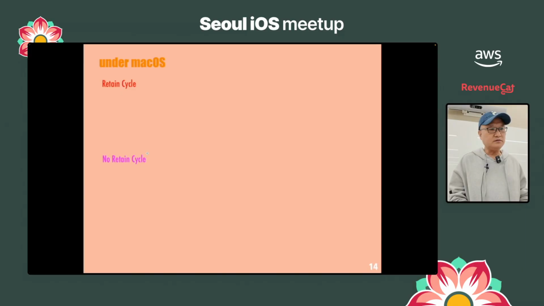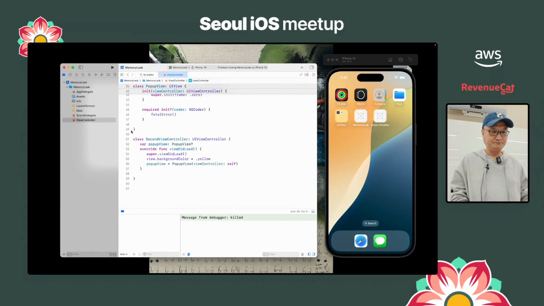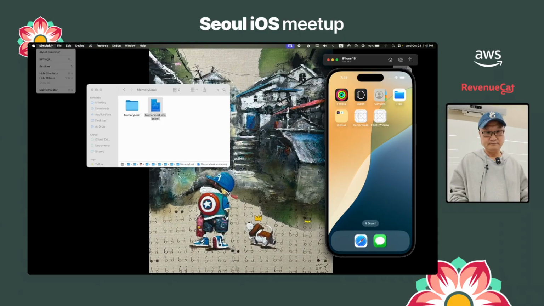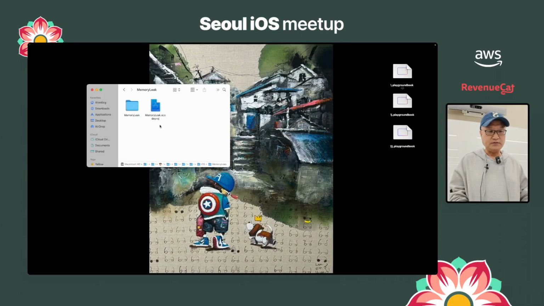And the second project is under macOS, retain cycle and no retain cycle. Soon you will figure out why. Now the second project, macOS.